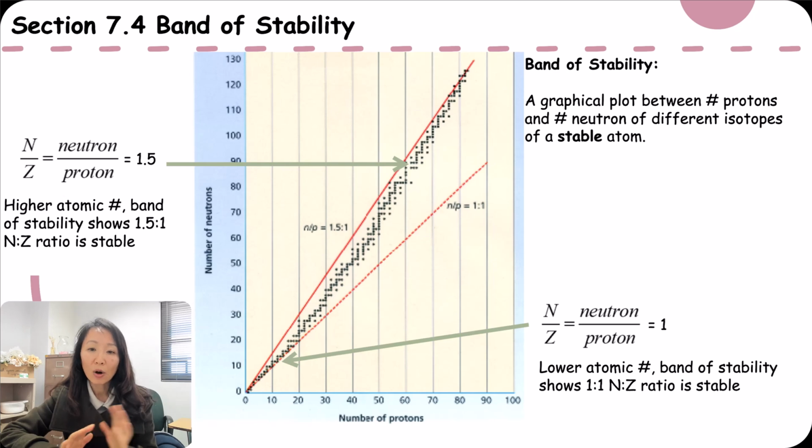So again, this whole graph is considered to be the band of stability, and whether it falls under a 1:1 ratio, or 1.5:1 ratio, or somewhere in between, all this graphical data shows where the isotope lies of a stable atom.